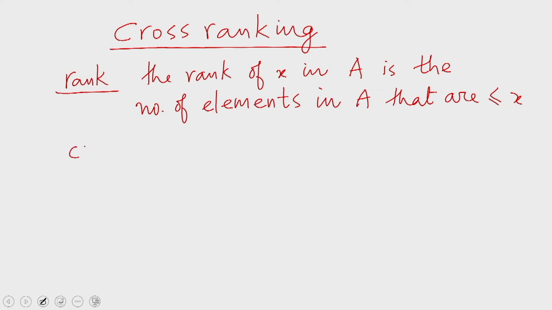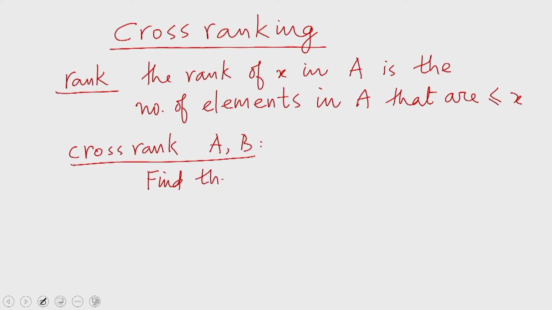So, by cross ranking of two arrays, two sorted arrays A and B, what we mean is that find the rank of every element in A in B and vice versa.